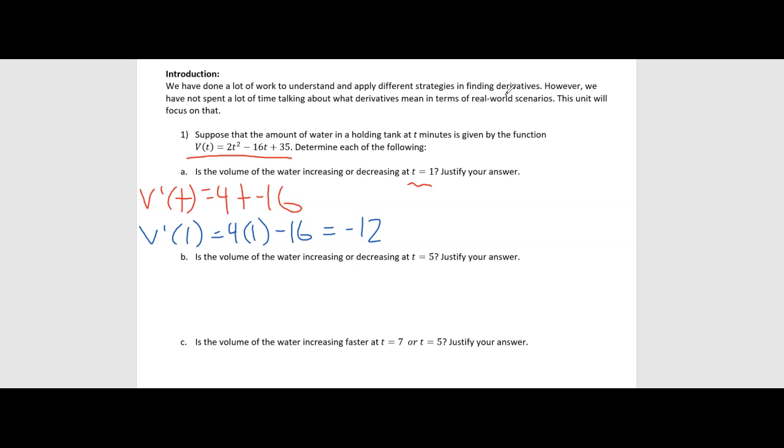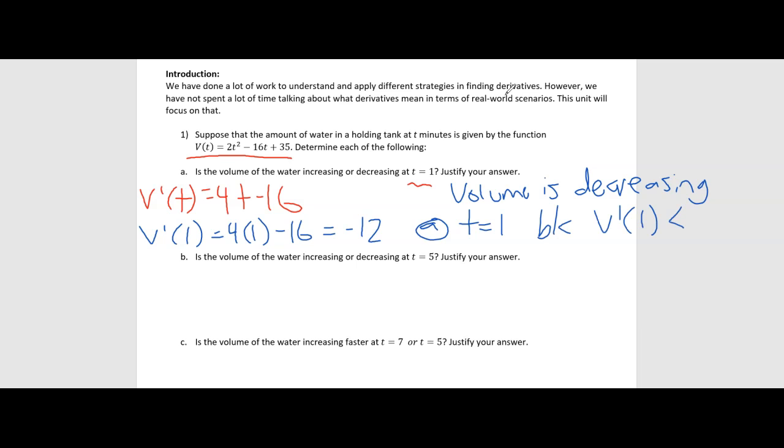So we can say volume is decreasing at t equals 1 because v prime of 1 is negative, or we can say v prime of 1 is less than 0.